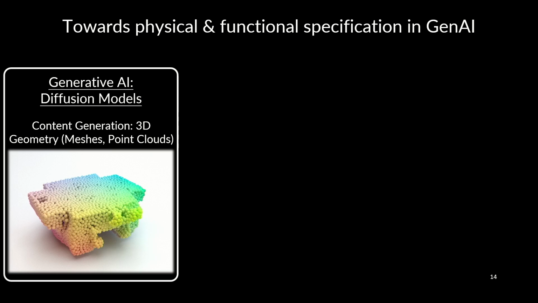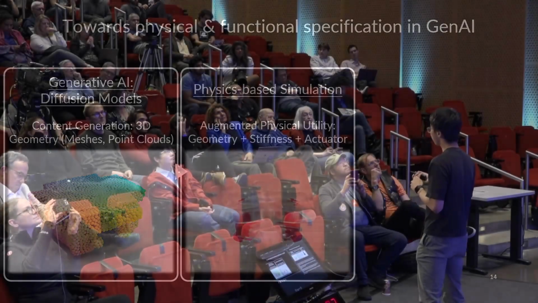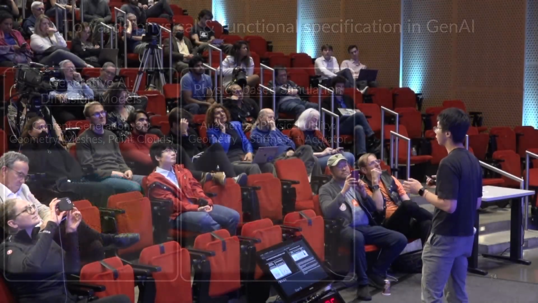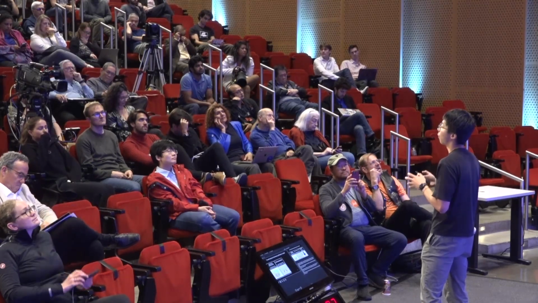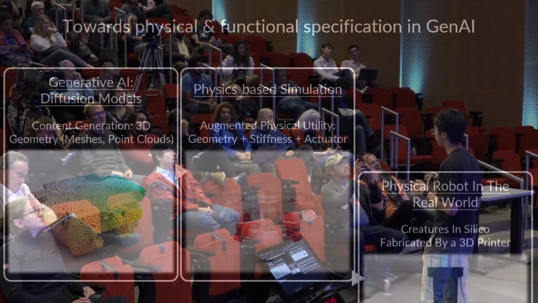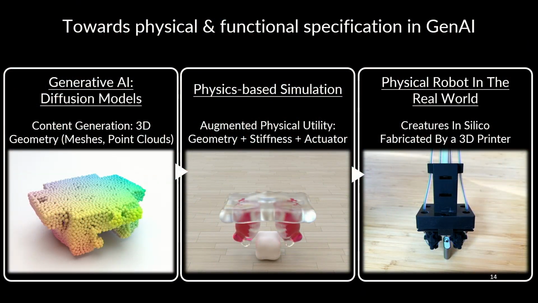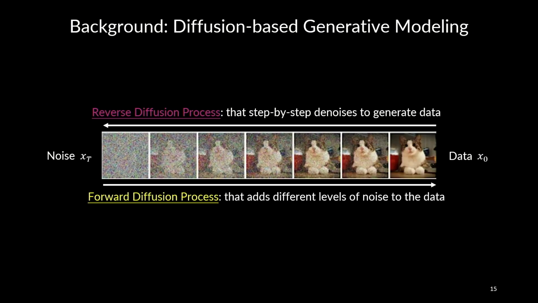So let's start with generative AI models. Then through physics-based simulations, we can try to augment whatever is required for robot design into the generative process. And then finally, we can actually fabricate the physical robot and show it in the physical world.